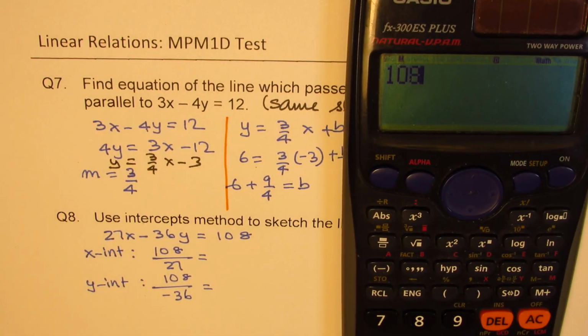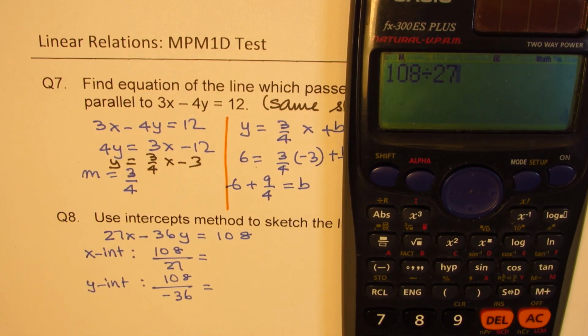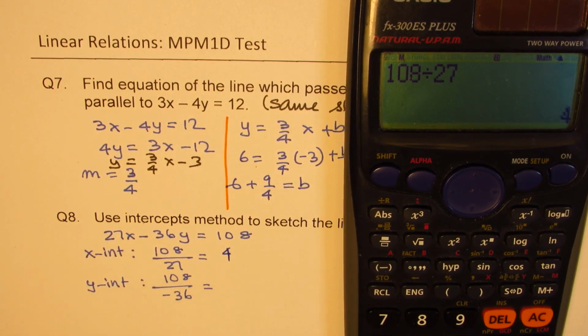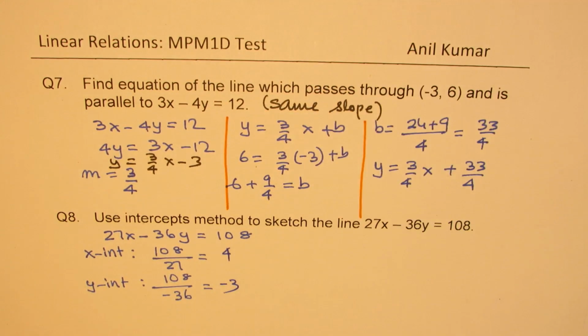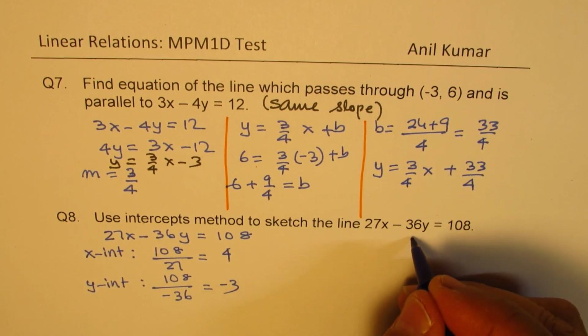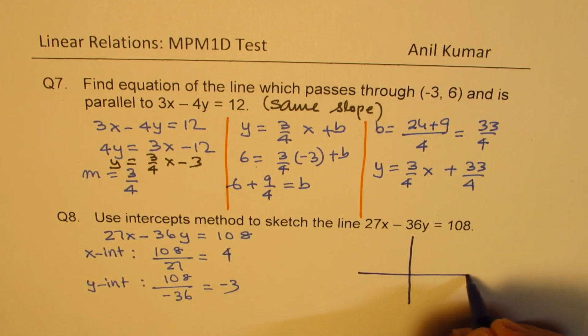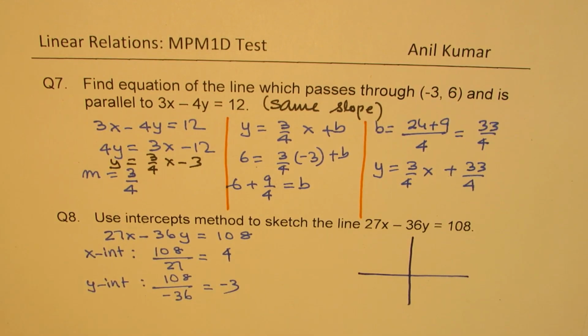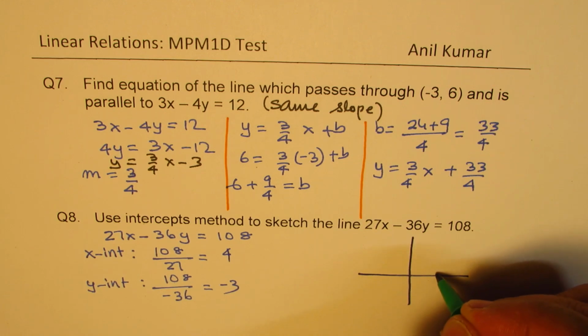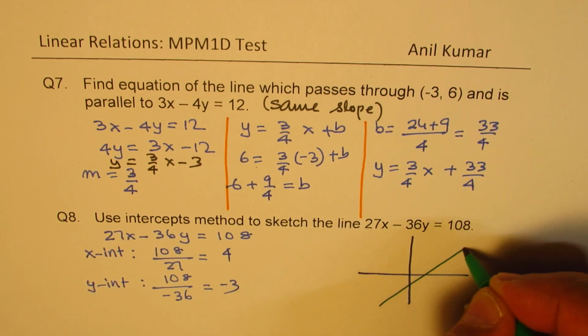Let's divide. 108 divided by 27 is equal to 4. And 108 divided by 36 is equal to 3 with a negative sign since we have minus 36. So we got both the intercepts. Now let us try to sketch it. So the y-intercept is minus 3 and x-intercept is 4. So let's say this is minus 3 and that is 4. So we'll just join them and sketch our line.